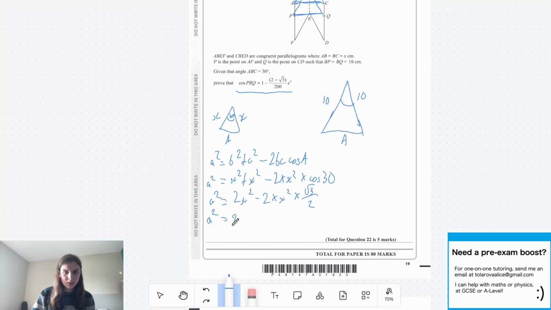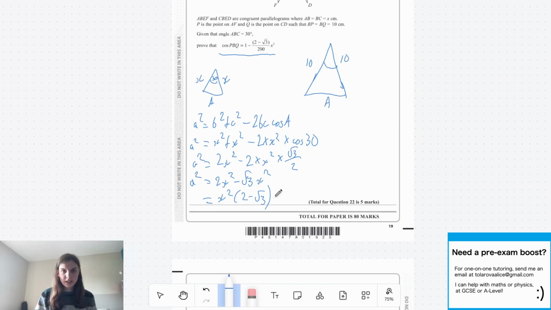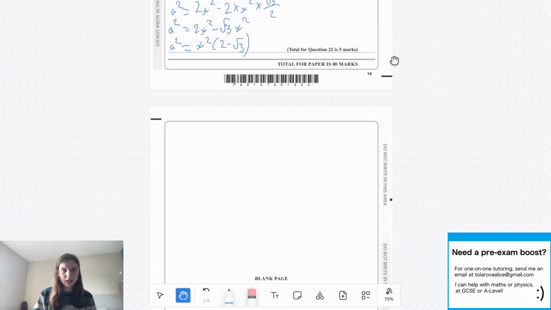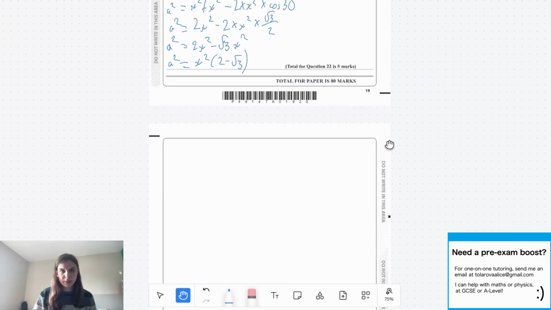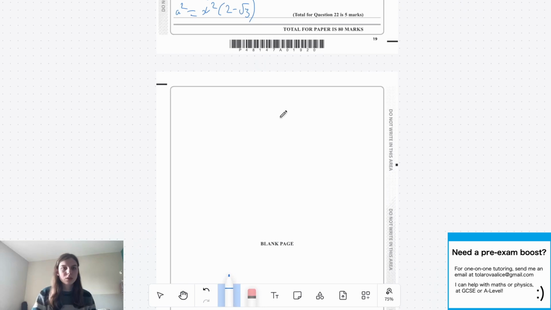squared is going to equal 2x squared minus root 3 x squared, and then this will equal x squared times 2 minus root 3. That's much better. Okay, and now we can apply this into here because this is our a. Oh, well, it's our a squared. Let's just use this blank page to have a bit more space for workings.